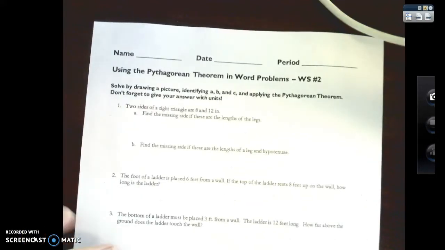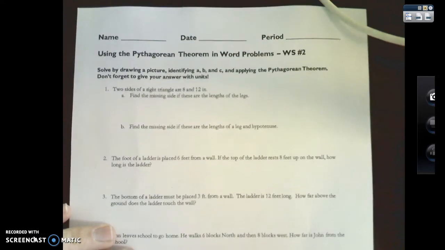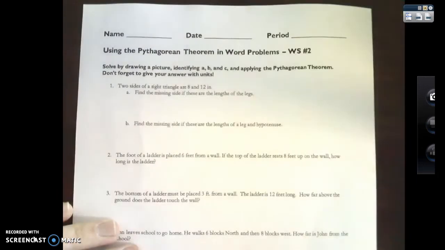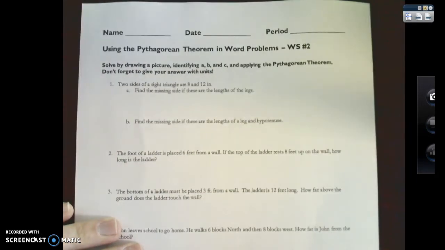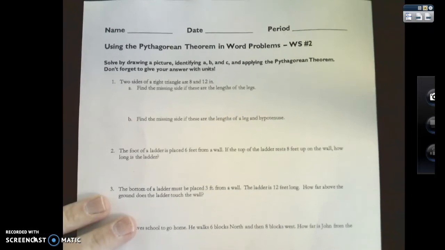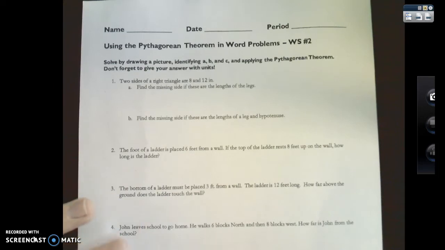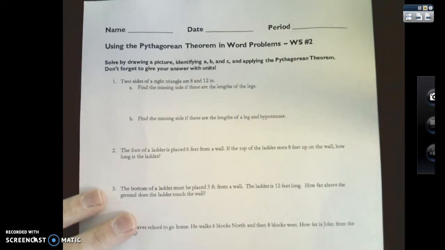Today we're going to be taking a look at some word problems involving Pythagorean theorem. We're going to work our way through this. I might not do every single one. I might leave a few for you to try out, okay? But we'll see how it goes. Drawing pictures here is really going to help you out, okay?